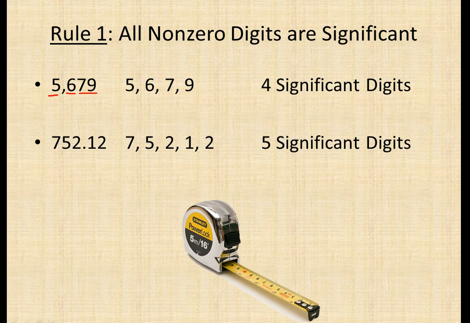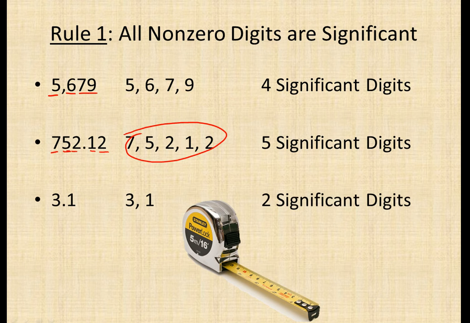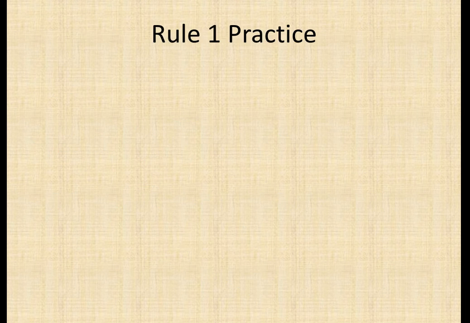If we look at this number that has a decimal, again, non-zero digits, we have 7, 5, 2, 1, and 2. I'm going to list them here and say, okay, my significant digits are 7, 5, 2, 1, and 2. And so there are 5 of them. I just count up how many digits are significant. The last example is 3.1, or 3 and 1/10. We have 3, we have 1. So the 2 digits that are significant are 3 and 1, and so there are 2 significant digits.